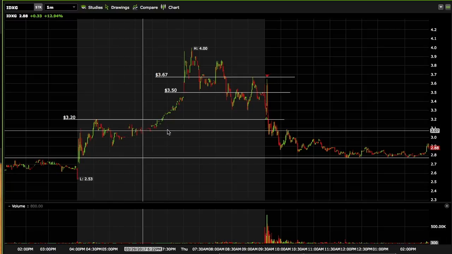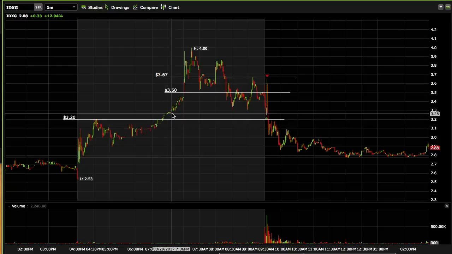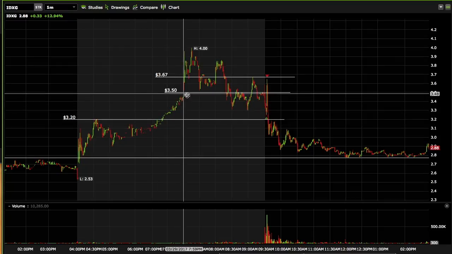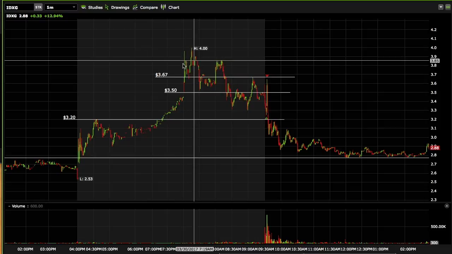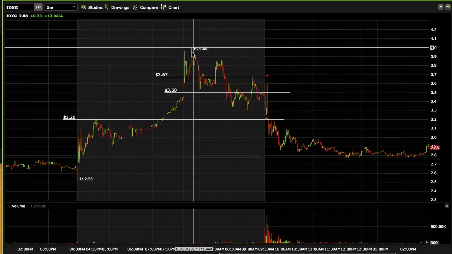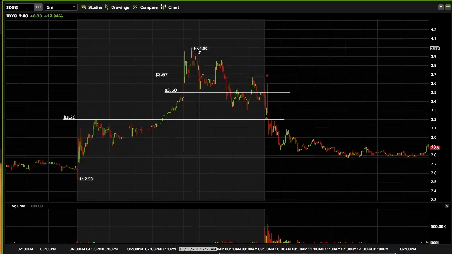I mean, this is after hours. This is not the best example because there's not a lot of volume, but these are buyers that want to get into the stock. They want to get in. Then you have the morning, pre-market. We get up to the top, $4. You wake up in the morning, you bought this stock down here at $3.30. You wake up in the morning and it's $4.